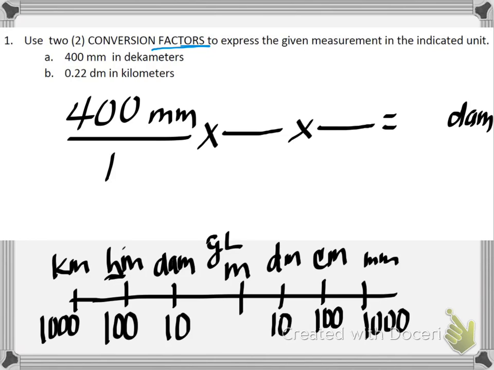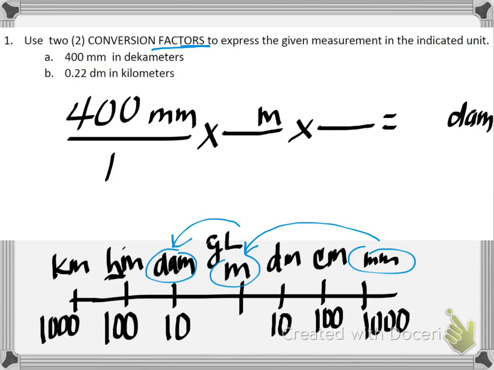So from here, we know we're going to go ahead. We're starting at millimeters, and we're going to go to right here. We're going to go to decameters. So in between, we go to our base unit, and then we jump over. So we do 2 steps. Our first step is to go to our base unit, which is going to be meters. And then we're going to go over to our next one, which is going to be our decameters.